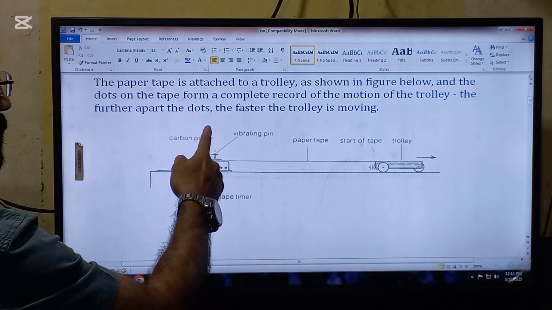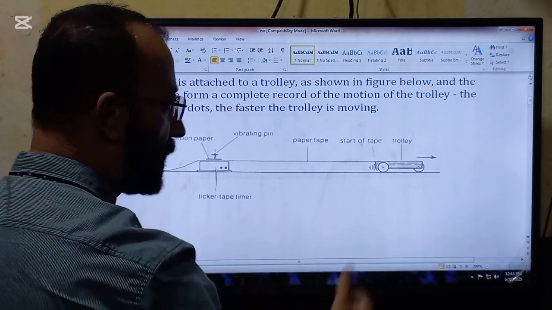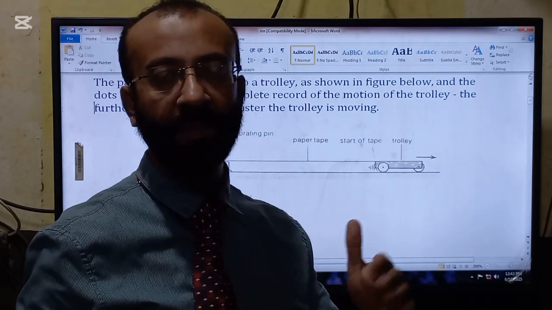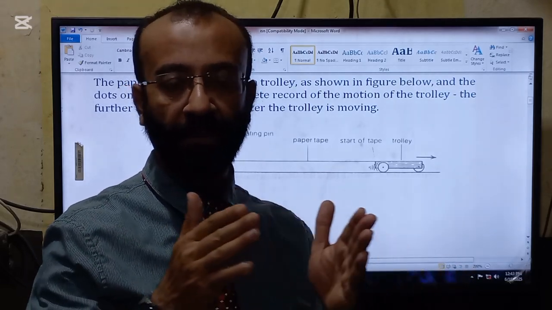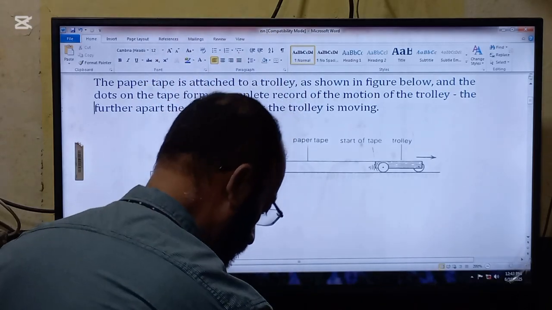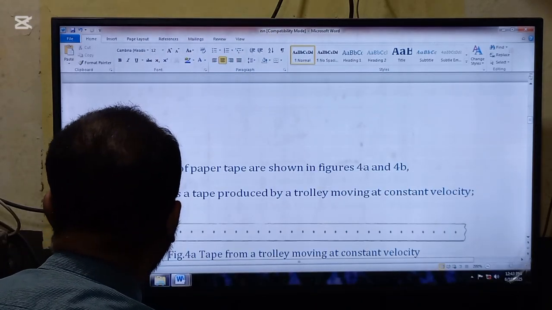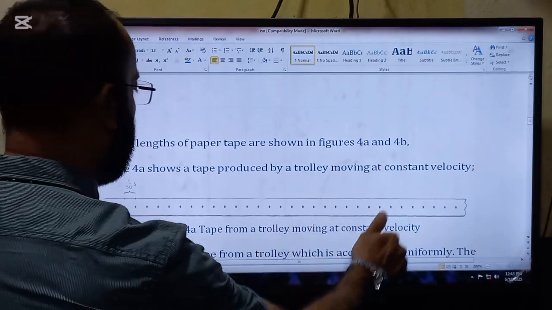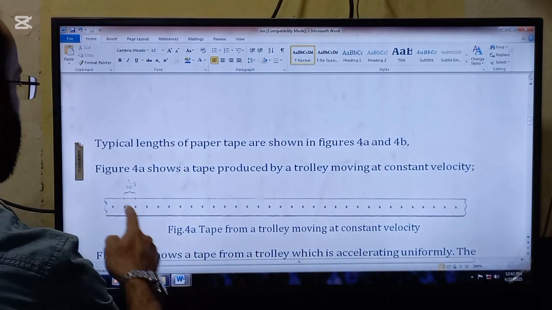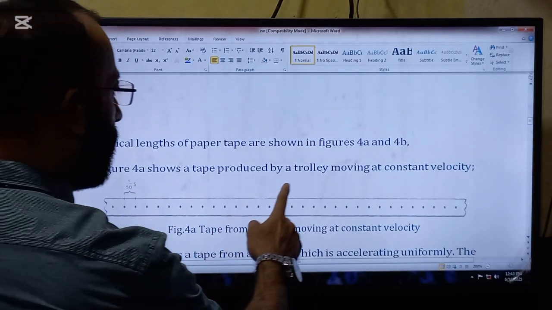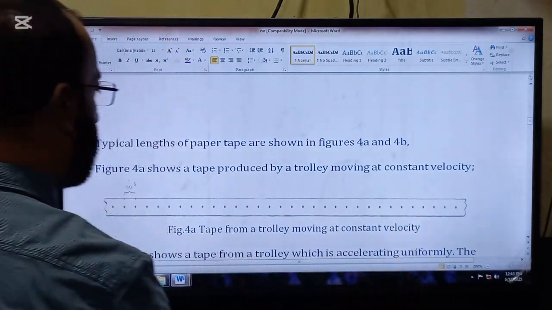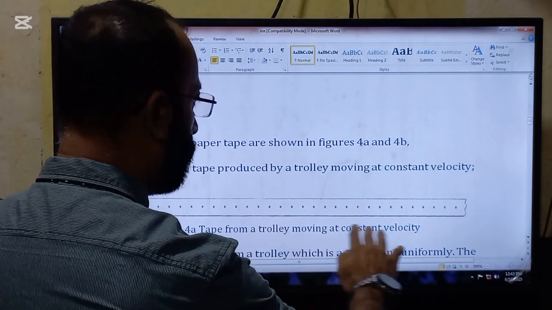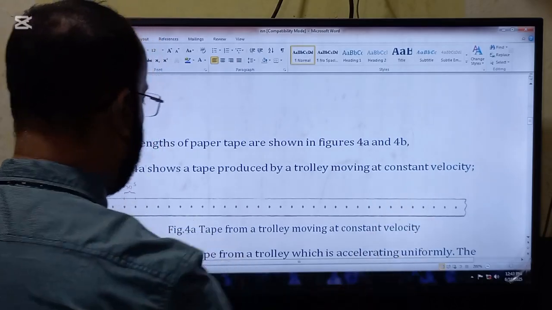The further apart the dots, the faster the trolley is moving. So this is a very simple thing. If the trolley is moving slowly, dots will be very close, and if the trolley is moving fast, the dots will be further apart from one another. The typical lengths of paper tape are shown in figures 4a and 4b. Figure 4a shows a tape produced by a trolley moving at constant velocity, because the distance between every 2 dots is the same. So this shows that the trolley is moving with constant velocity.